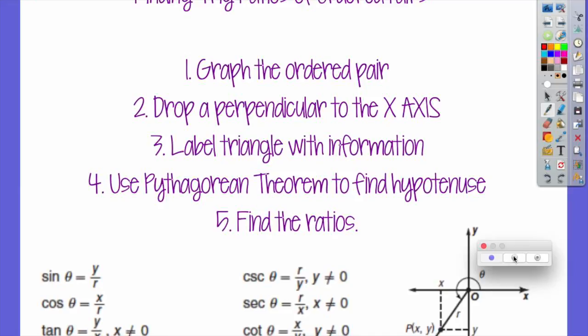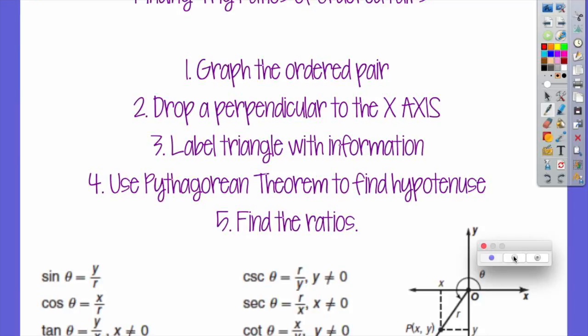When you're trying to find trig ratios of ordered pairs, there are 5 simple steps. I decided to write them out in steps because maybe people are meticulous that way. First, you graph the ordered pair, which means you need to know where x and y are positive, where x and y are negative, etc. Then you drop a perpendicular to the x-axis. Yes, if the ordered pair is in the 3rd quadrant, you're dropping it up. Okay, I understand that concept.